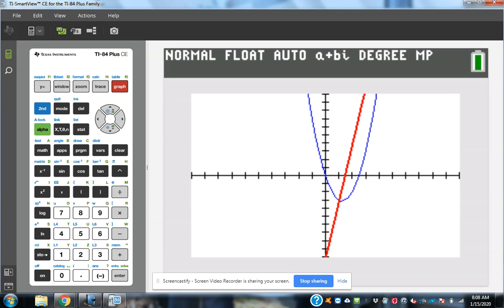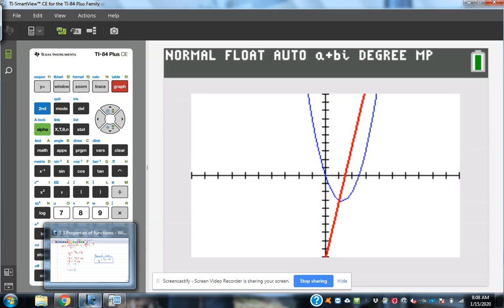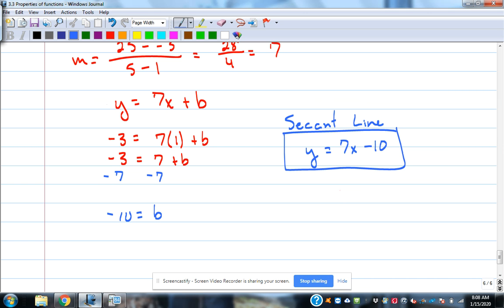So if you ever graph the original function and the secant line and you can't tell that it's going to run into it twice, then you might want to check your secant line because it may not be right. Because the secant line always intersects twice. So you've got to check your signs. If it's not intersecting at the places that you said, then it's probably wrong.